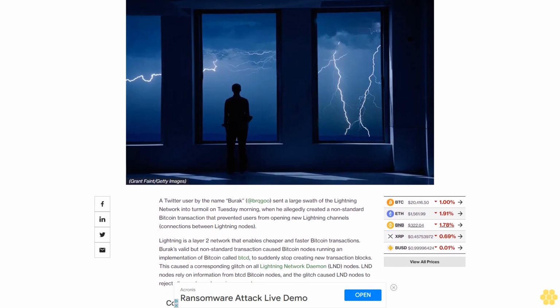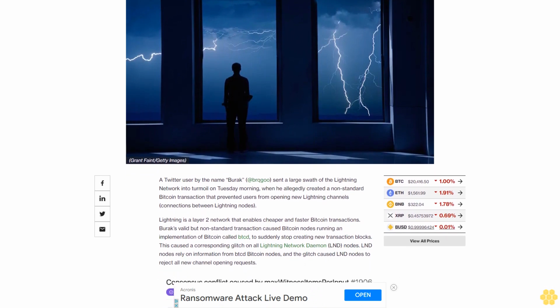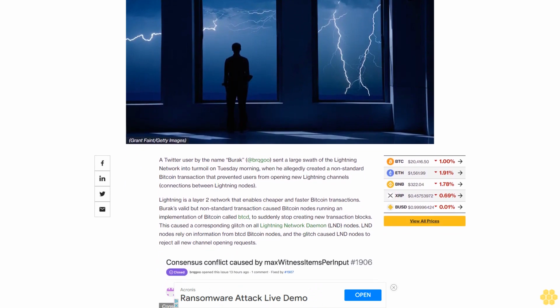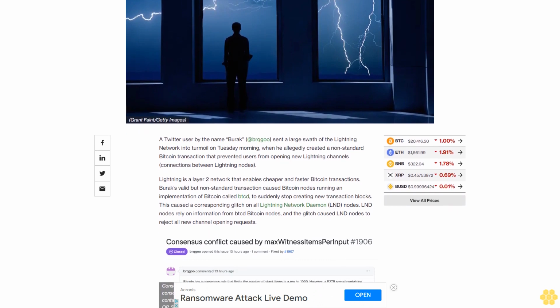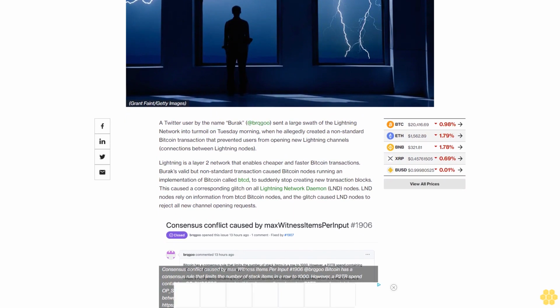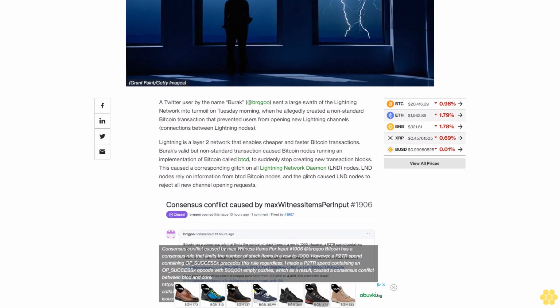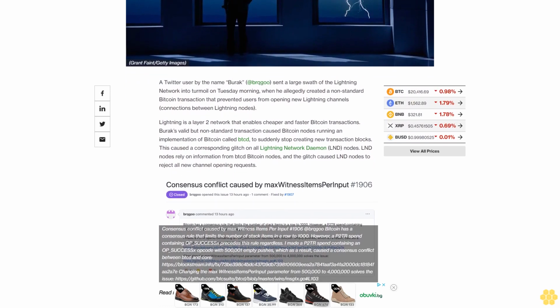Burak's valid but non-standard transaction caused Bitcoin nodes running an implementation of Bitcoin called btcd to suddenly stop creating new transaction blocks. This caused a corresponding glitch on all Lightning Network Daemon, LND, nodes. LND nodes rely on information from btcd Bitcoin nodes, and the glitch caused LND nodes to reject all new channel opening requests. Burak's shenanigans disrupted a good chunk of the Bitcoin and Lightning ecosystems.